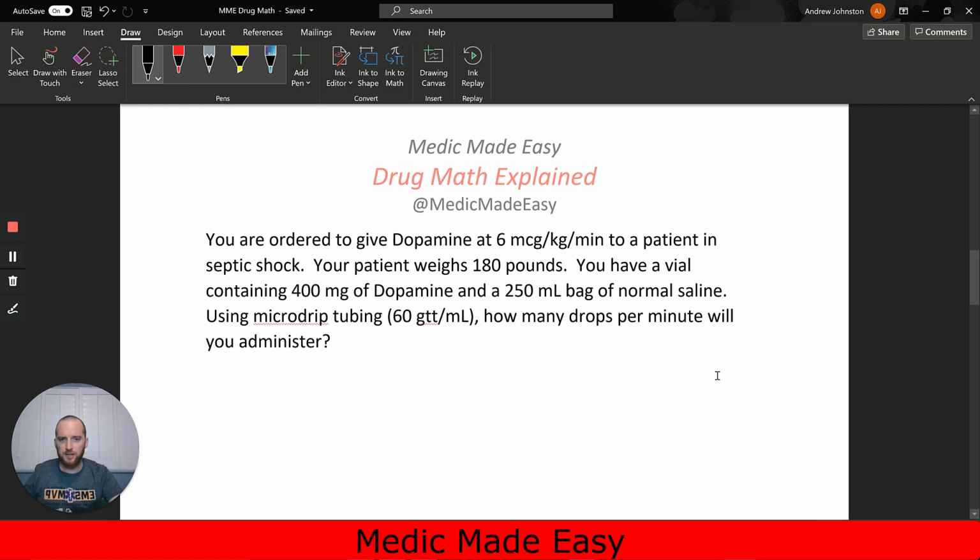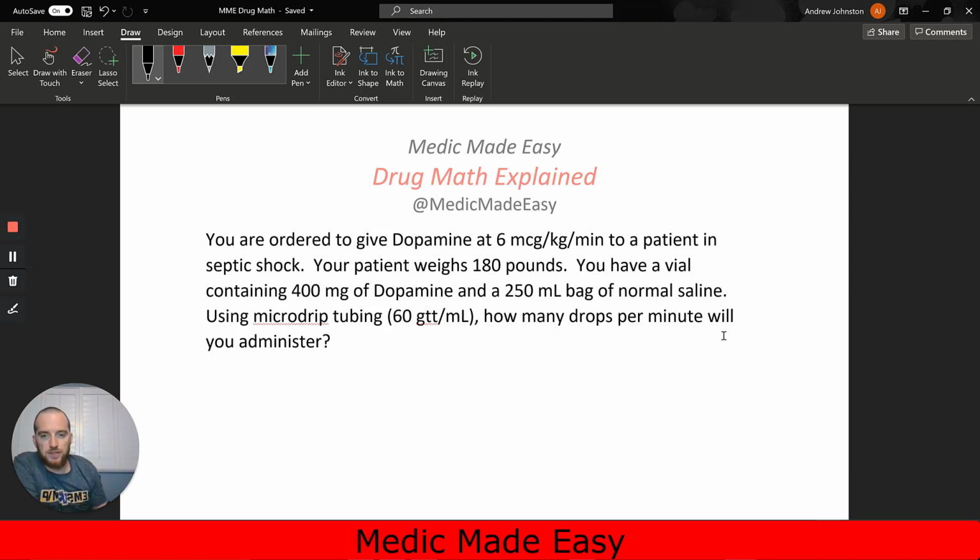All right, so in our dopamine infusion, it says you are ordered to give dopamine at 6 micrograms per kilogram per minute to a patient in septic shock. Your patient weighs 180 pounds. You have a vial containing 400 milligrams of dopamine and a 250 milliliter bag of normal saline. Using micro drip tubing, which is that same 60 drops per milliliter tubing. How many drops per minute will you administer?